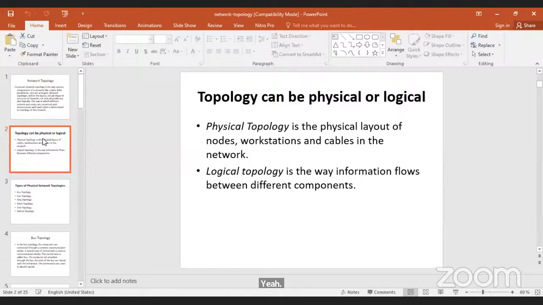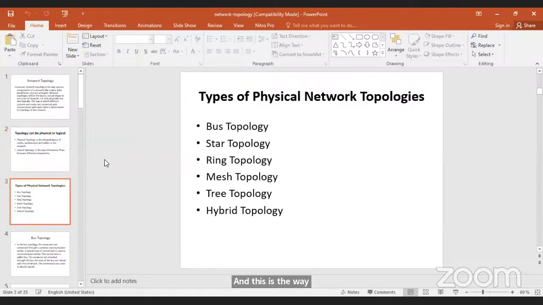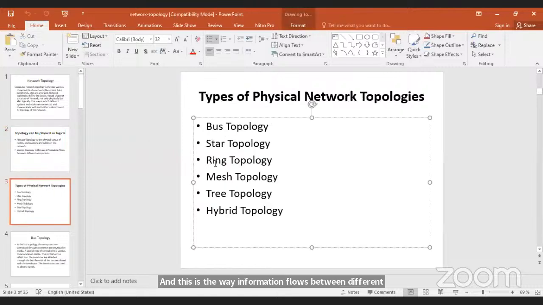So when it comes to logical topology, this is the way information flows between different components of a network. So you have these six types of network topologies. You can note them down: bus, star, ring, mesh, tree, hybrid. So can you note them down? And if possible, you can explain what a bus topology is. Ring topology, mesh topology, tree topology, and hybrid topology.